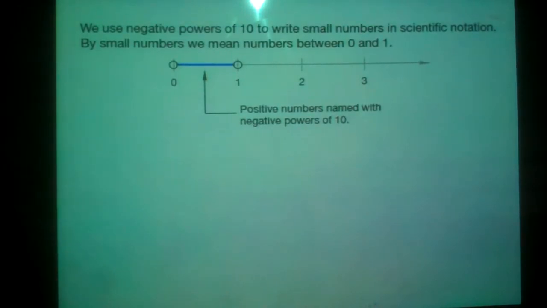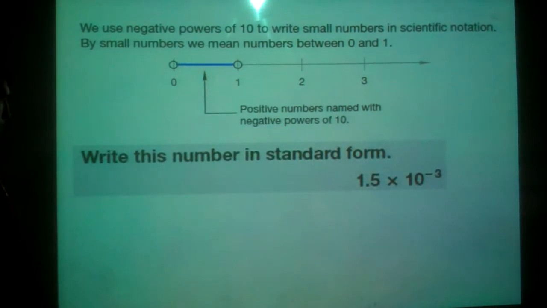Okay. Now how this relates to scientific notation. We use negative powers of 10 to write small numbers in scientific notation. And by small numbers, we mean numbers between 0 and 1. So we'll be talking about numbers between here, and there are an infinite amount of numbers in between there, if you can imagine that. They can get very, very, very small. Alright, so positive numbers named with negative powers of 10 is what we're talking about here. So these are all positive, and they have to be, because if they're above 0, they're not negative, okay? Even if their powers are negative.